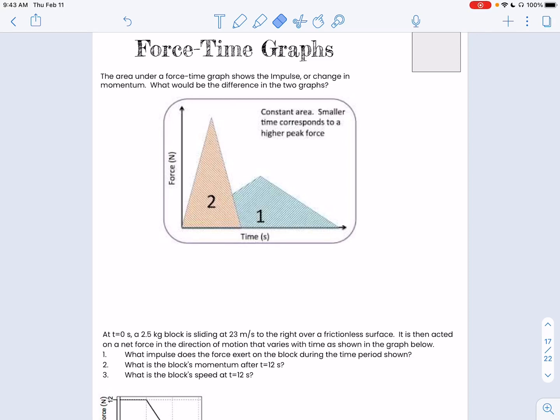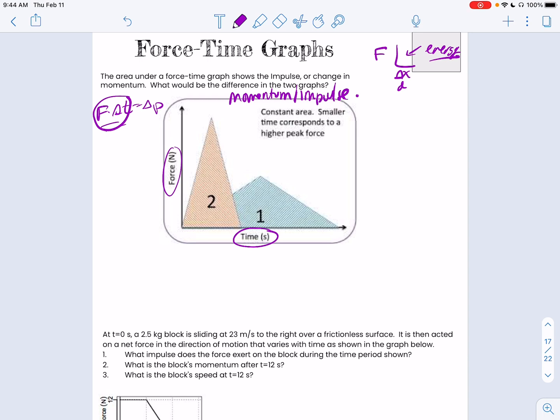All right, so the other thing that we will see a lot in impulse and momentum is force versus time graphs. Just like before, if you saw a force versus delta x or distance graph, you should be thinking about energy. If you see a force versus time graph, you should be thinking about momentum and impulse. Force times time equals the change in momentum. That's the area, if it's a box. If it was force times time, that area would be the impulse.